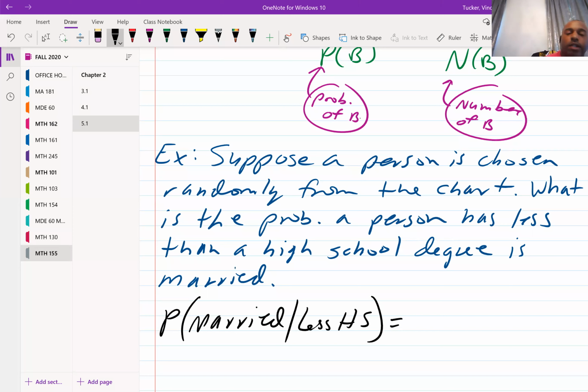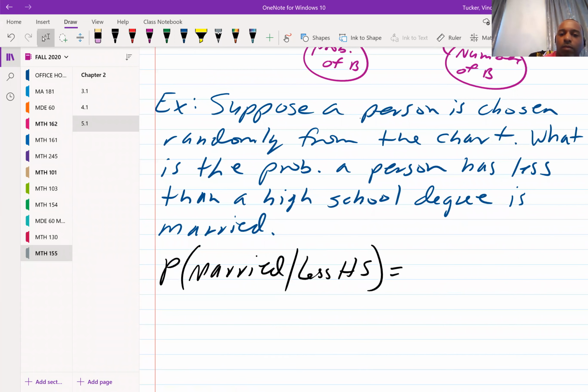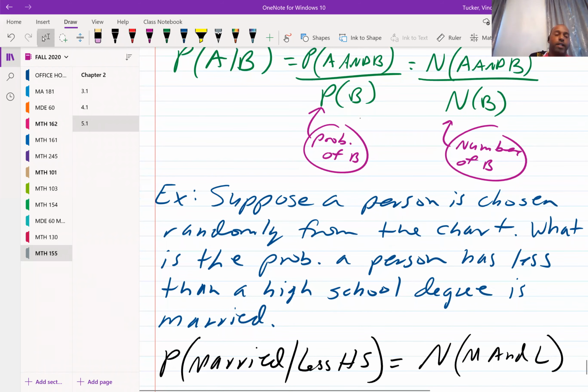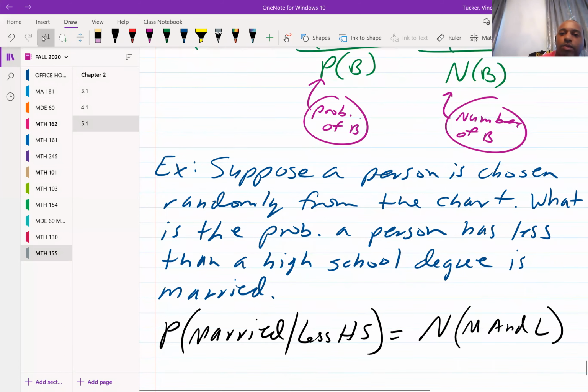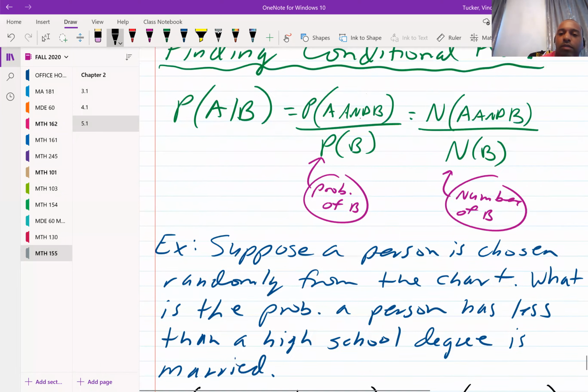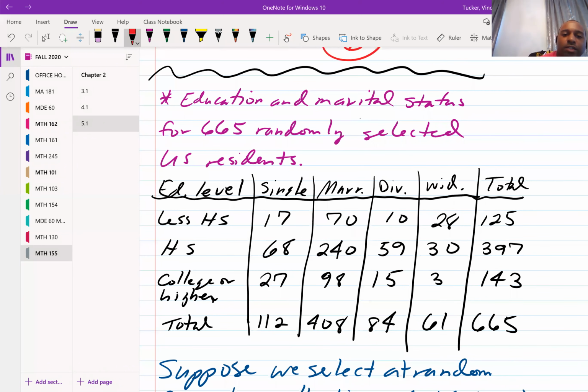All right, let's look at the easier way first, just pulling the numbers from the chart. If we go by letters, I'm going to call M married and L less than high school degree. So we need the number that is married and less than high school, and then the number that is less than high school. So let's go to the chart. We're looking at less than high school and married. That's 70. And then the total number of less than high school is 125.